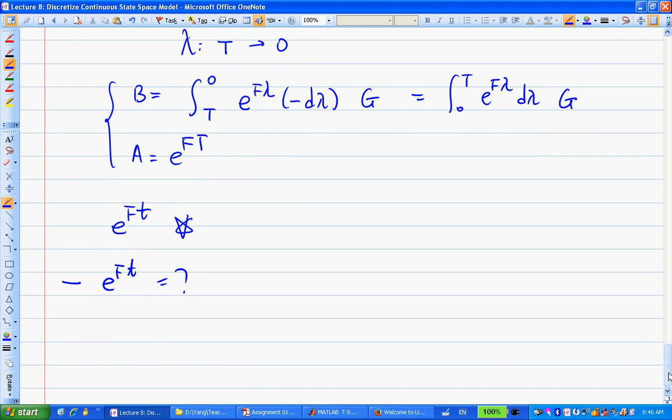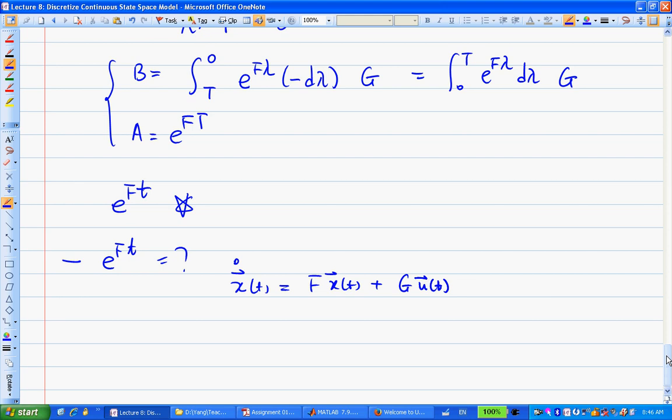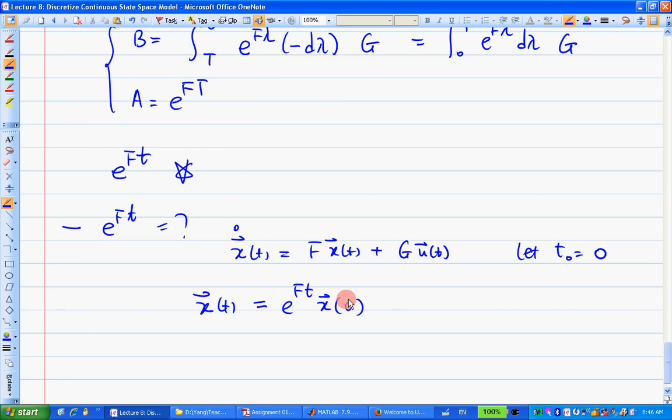To obtain this, we have to go back to our original continuous state space model. Let's come back to this. What's the solution for this one again? x of t equals e to the power of f t times x of 0, where t naught is the initial time, so let t naught equal to 0, plus the integral from 0 to t of e to the power of f (t minus tau) g u of tau d tau. That's the solution of this one here.